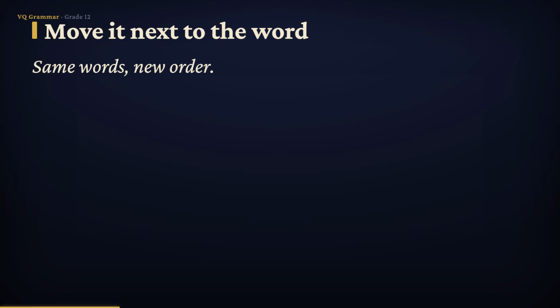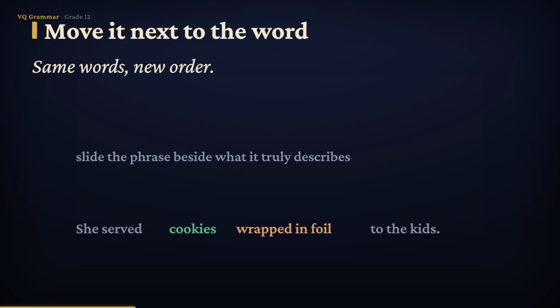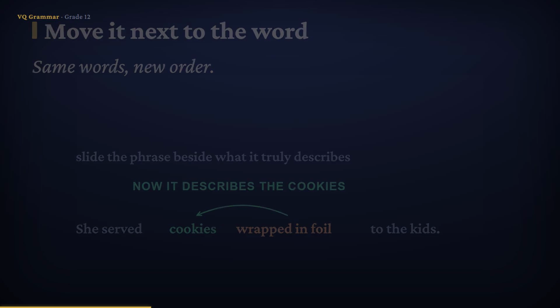So how do we fix a misplaced modifier? We move it. We slide the phrase over until it sits right beside the word it truly describes. The cookies are what's wrapped in foil, so we put wrapped in foil next to cookies. She served cookies wrapped in foil to the kids. Now the arrow points where it should. The phrase describes the cookies, and no child gets mistaken for a party favor. Same words, new order, and suddenly the sentence means exactly what you intended.